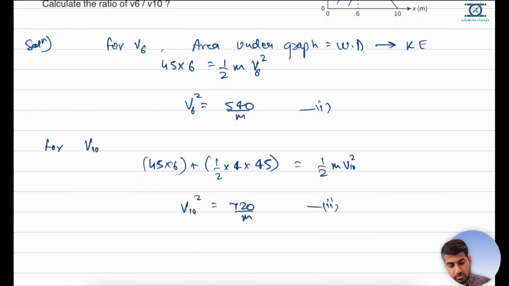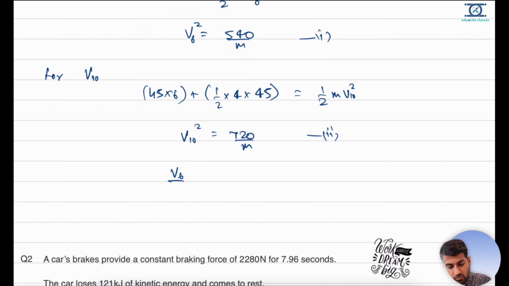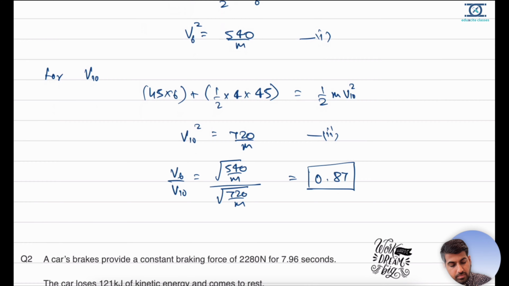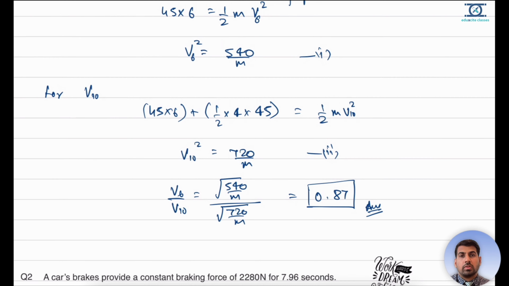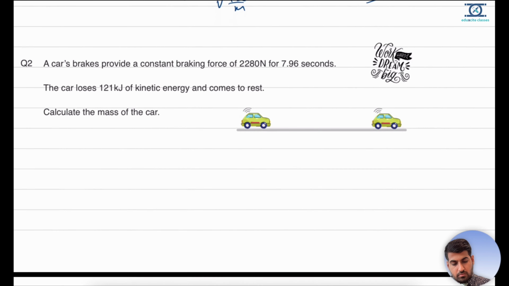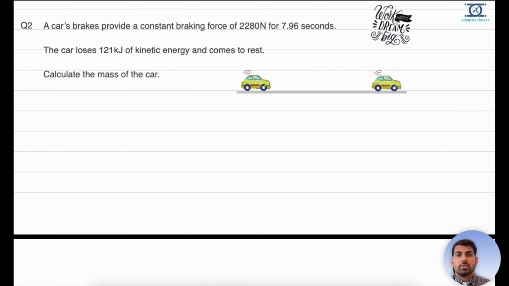So now the question is just V6 over V10. If you do this, this will be the square root of 540 by m over the square root of 720 by m. So this will come out to be 0.87, which will be the ratio. So that will be your answer for question number 1. I hope it is quite clear how to solve this. Now again pause the video for question number 2 and solve.